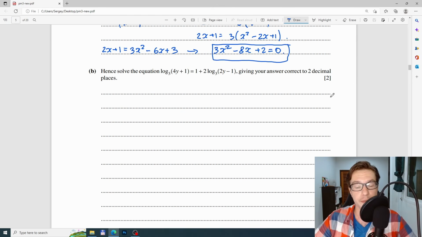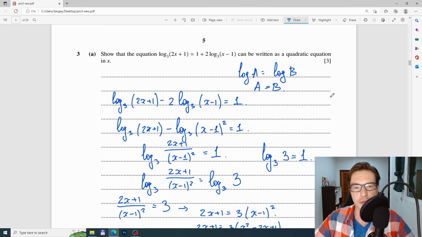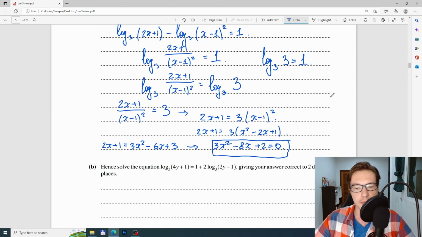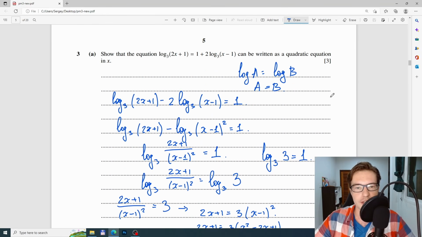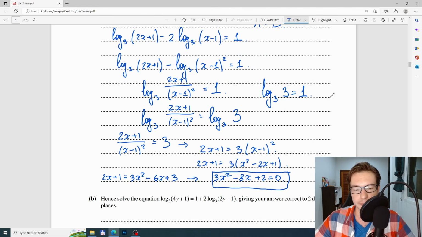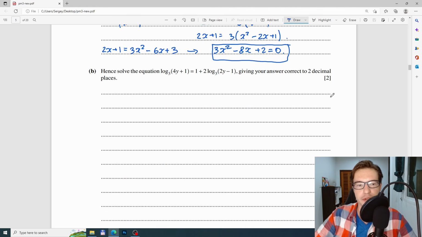Now, if you look at part B, you can see that these equations are really similar, apart from the fact that x equals 2y. So we can actually use part A in order to solve part B. So I will say x equals 2y, and next I will solve the equation from part A, and say that the answer equals 2y, and then divide by 2 in order to find y. Okay, so let's get started.